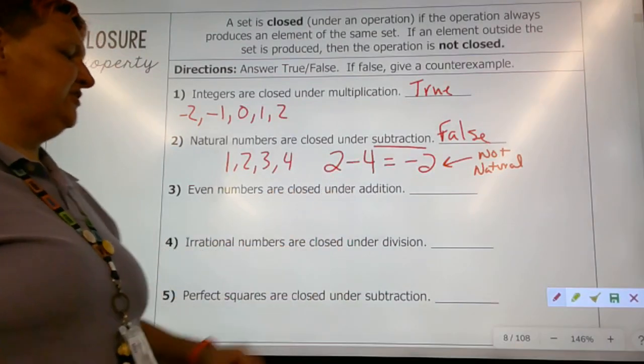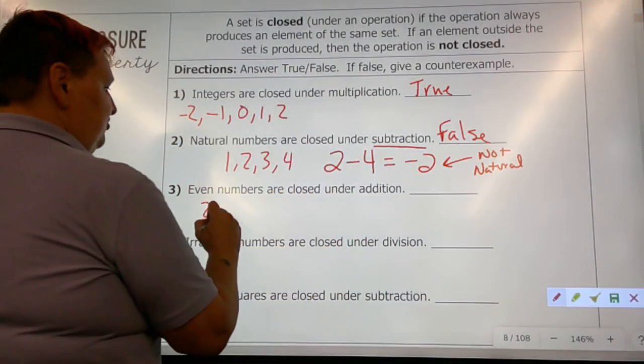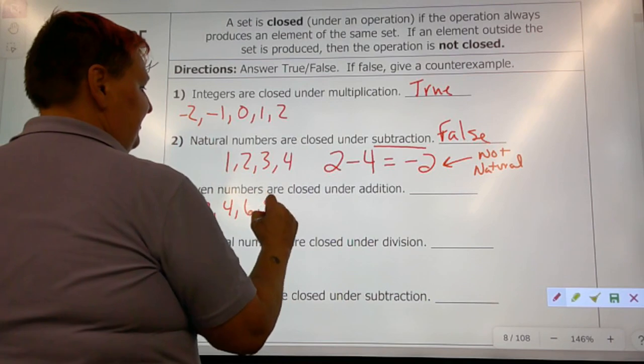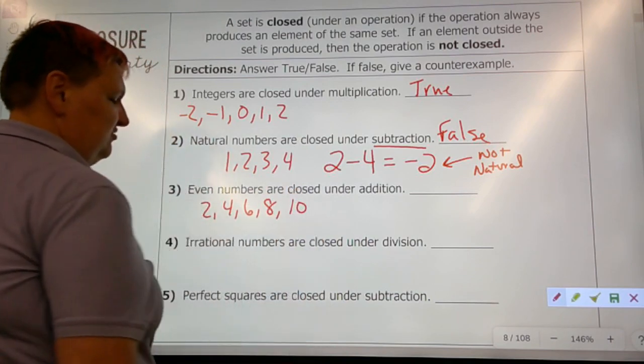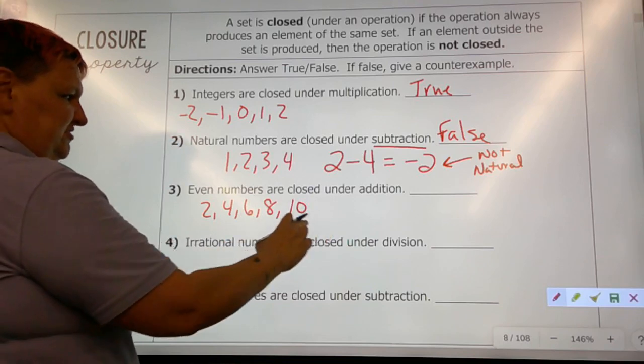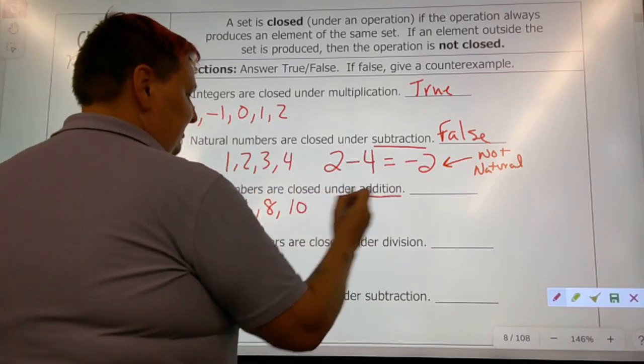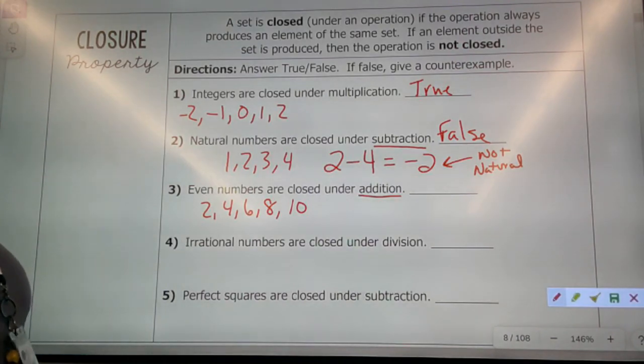Even numbers are closed under addition. Even numbers: 2, 4, 6, 8, and anything that ends in 0. These are your even numbers, right? We're looking at addition. If you add any two even numbers, you will always end up with another even number.